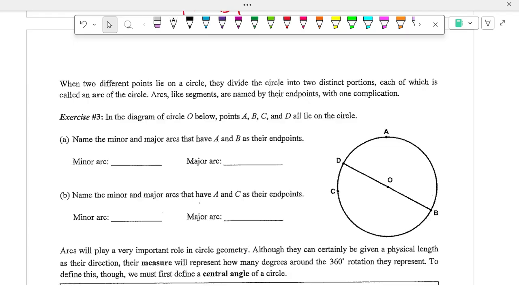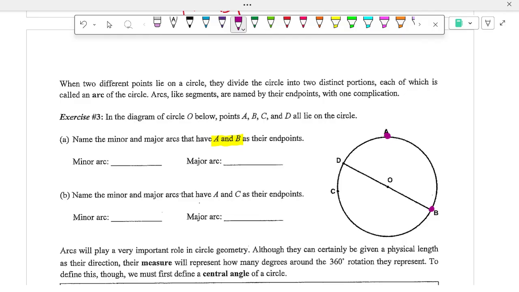So what's the difference in naming them? How many letters do I use to name a minor? There's 2 points in minor, there's 3 points in major. Good. So you use 2 points to name a minor arc, 3 points to name a major arc. So, first off, they want us to name the major and minor arc that go through the endpoints A, B. So A and B are the points that our arc ends with.